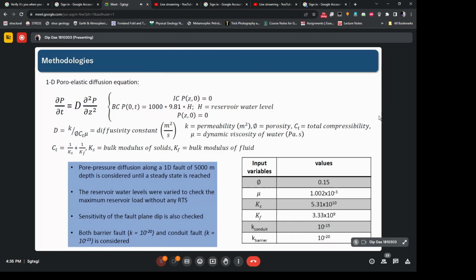What I wanted to study is the pore pressure diffusion along a 1D fault up to 5,000 meter depth. Then the reservoir water level is varied to check the maximum permissible limit of the dam construction. Then how the fault plane orientation affects this seismicity is also studied. And as I mentioned, I have chosen both barrier fault as well as conduit fault, and this is differentiated by different permeability values. So these are the input variables and the values I've used.